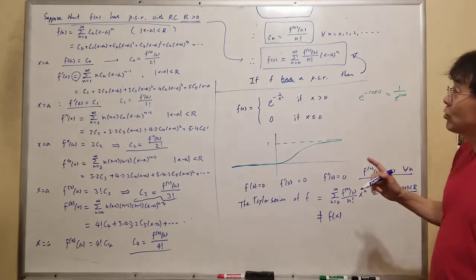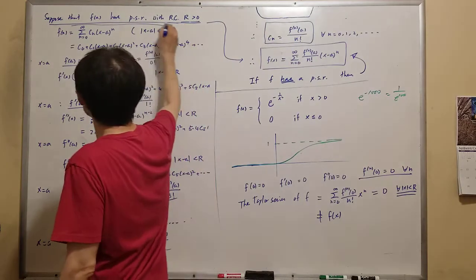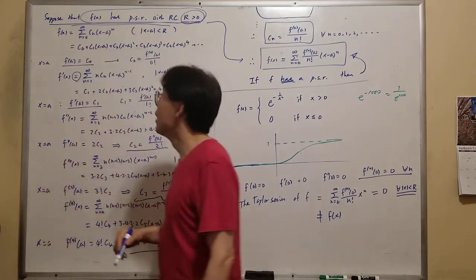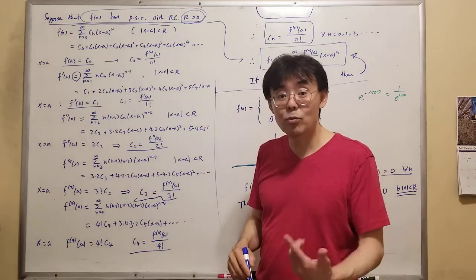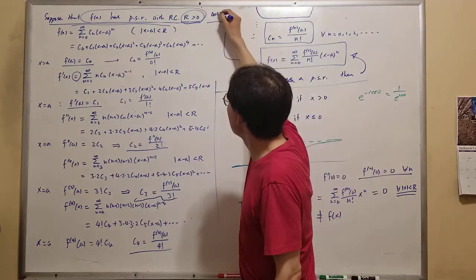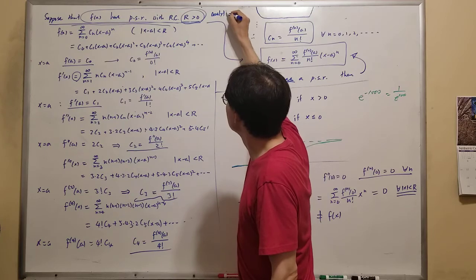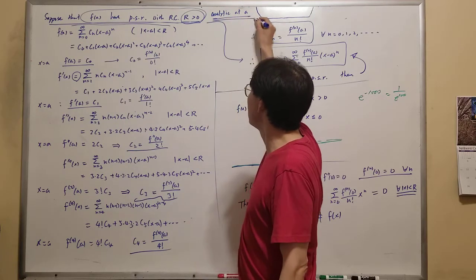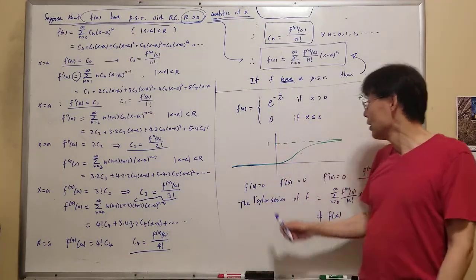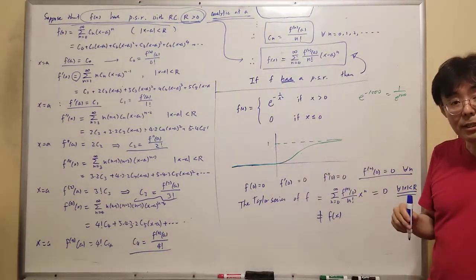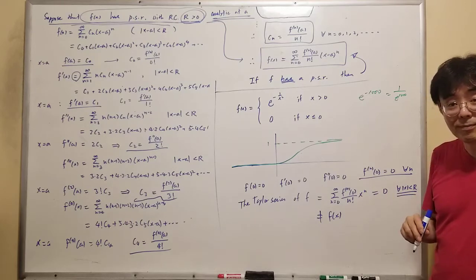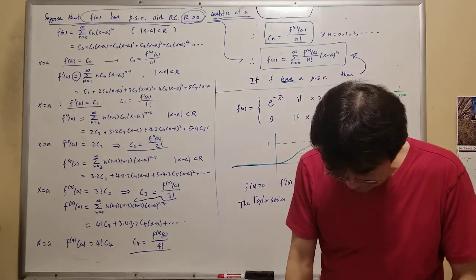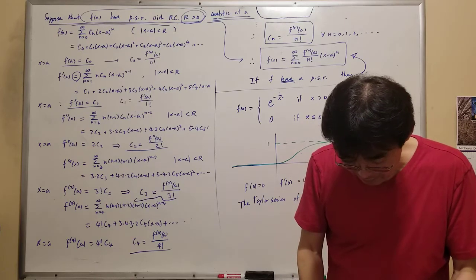So a function which has a power series representation with some positive radius of convergence, we call it an analytic function. Analytic at a. So this function is not analytic at 0. Okay? All right.